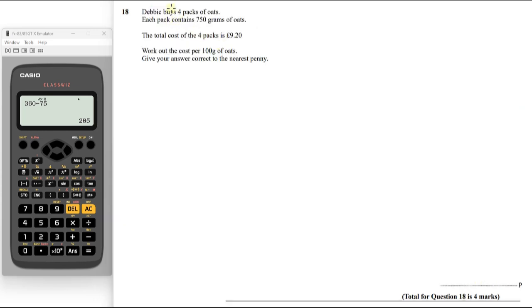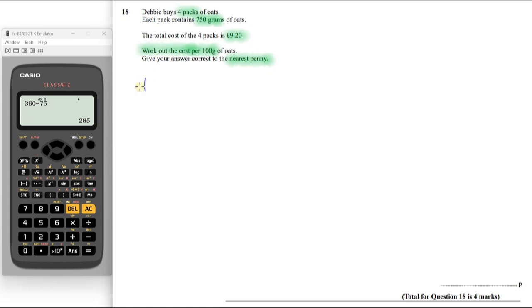Question 18. Debbie buys 4 packs of oats. Each pack contains 750 grams of oats. The total cost of the 4 packs is £9.20. Work out the cost per 100 grams of oats. Give your answer correct to the nearest penny. So there's a lot of information here. We're told that she buys 4 packs of oats and each pack contains 750 grams.